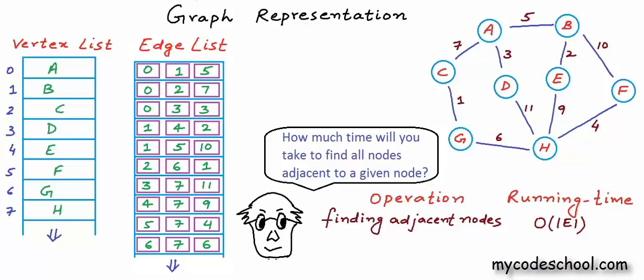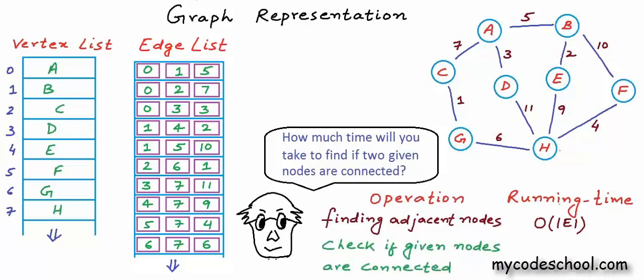Okay, now another frequently performed operation can be finding if two given nodes are connected or not. In this case also we will have to perform a linear search on the edge list. In worst case, we will have to look at all the entries in the edge list. So worst case running time would be proportional to number of edges. So for this operation too, time complexity is big O of number of edges. Now let's try to see how good or bad this running time big O of number of edges is.